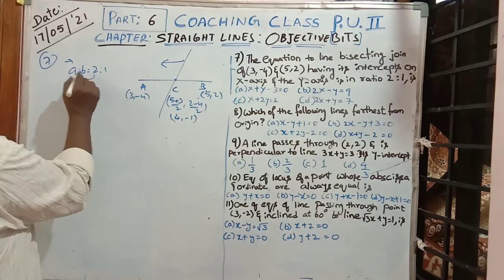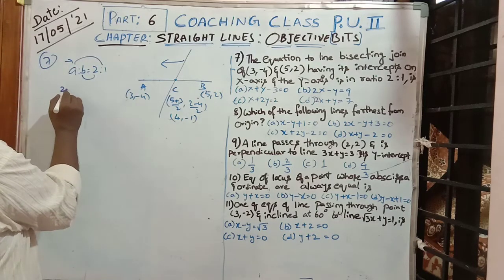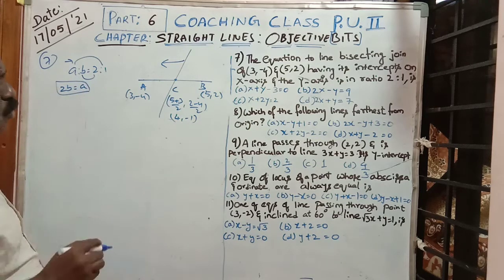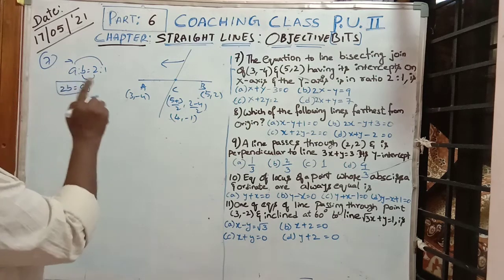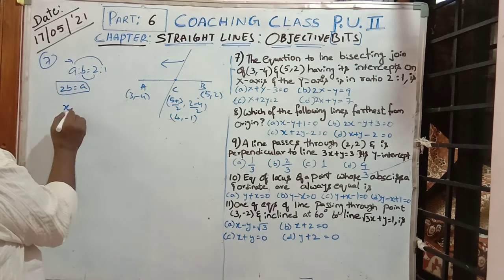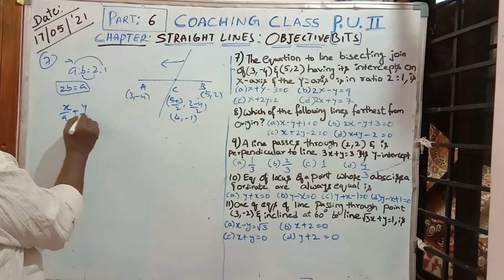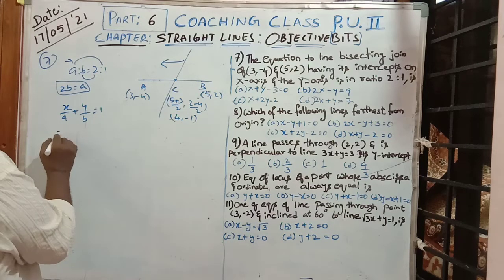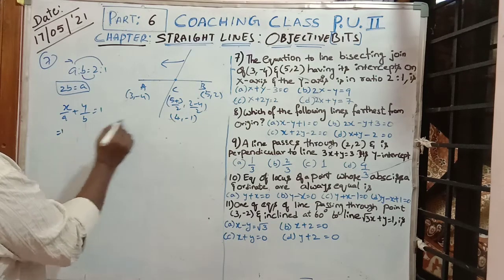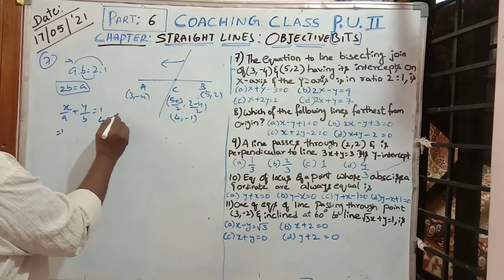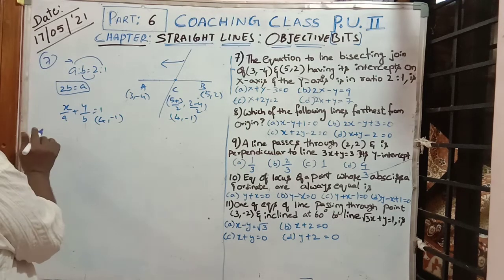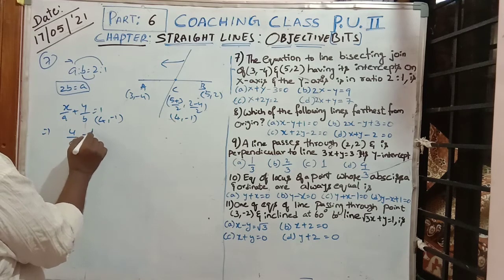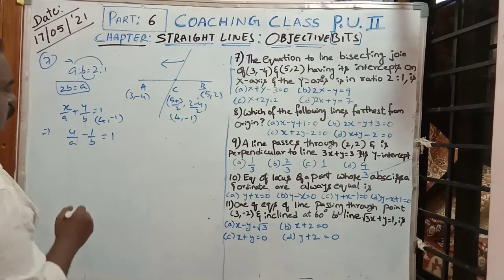It is product of ends and product of middles. 2b is equal to a. So there is a relation, a is equal to 2b. So we are in the intercept form. So the required line is like this: x by a plus y by b is equal to 1. It's better to use this type of methods. It is passing through (4, -1). So we may get 4 by a minus 1 by b is equal to 1.